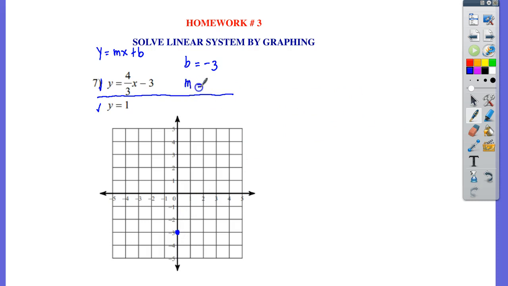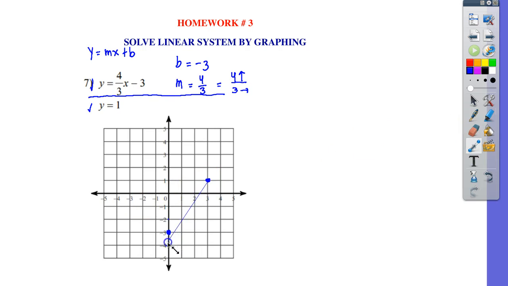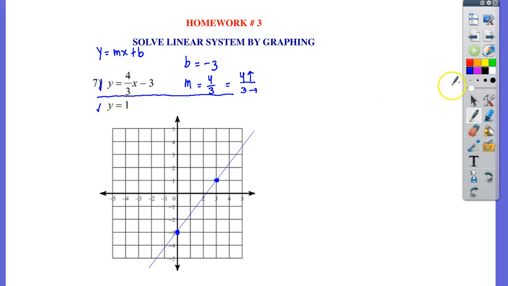I'm going to move to my second point by looking at the number in front of x, which is 4 over 3. This one is not negative, so they're both positive. So you can go 4 up and then 3 to the right. So 4 up, 1, 2, 3, 4, 3 to the right, 1, 2, 3, right here. Once you have your points, you can connect the points. Remember, you want to extend it. You don't just connect those 2 points, you extend it. Okay, next, let's move on to the next equation.